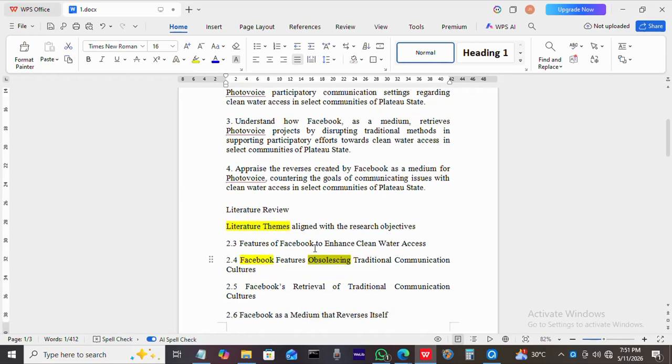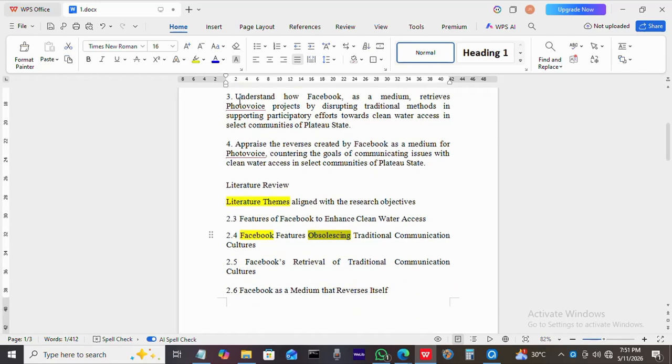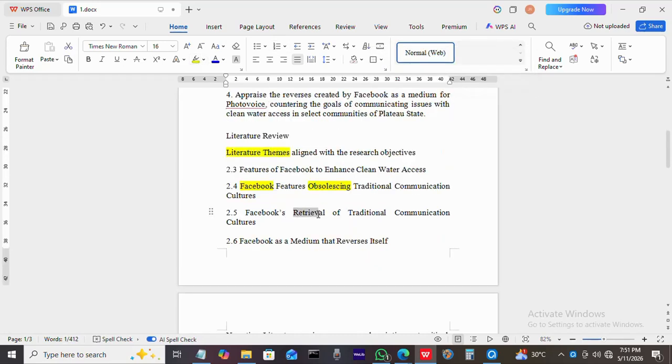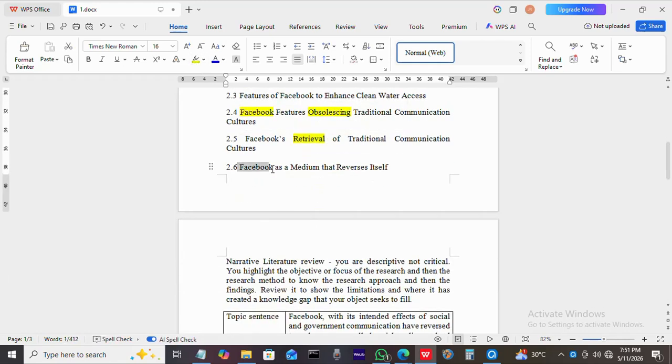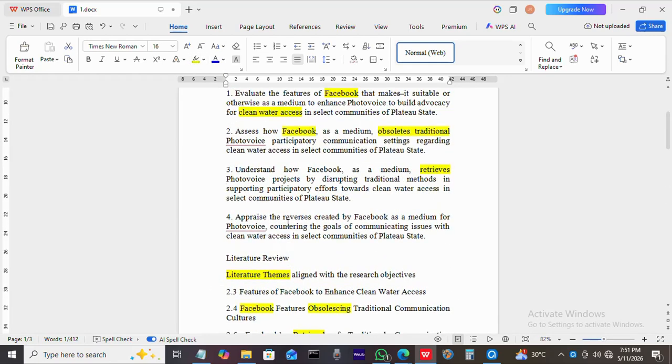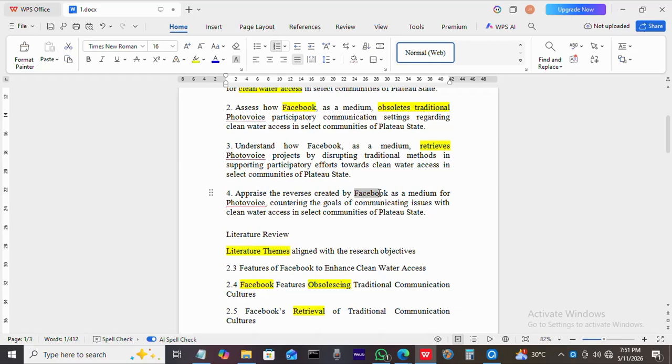Then objective 3: understand how Facebook as a medium retrieves photo voice. So the keyword here is retrieve. So we say Facebook's retrieval of traditional communication cultures, then Facebook as a medium that reverses itself. So when you're choosing your literature theme, make sure the keywords in your objectives are also present in your literature themes. It brings that alignment in what you are looking for. So these are very, very important.